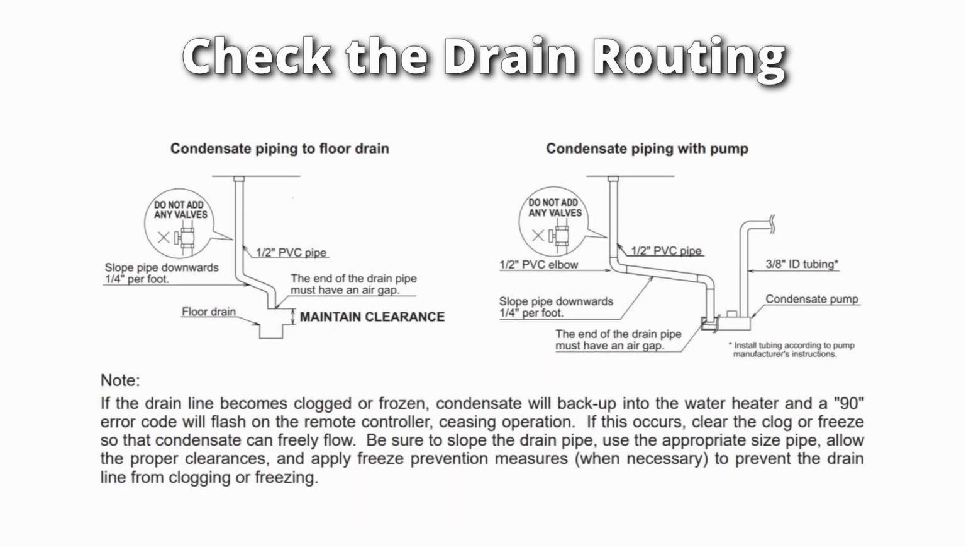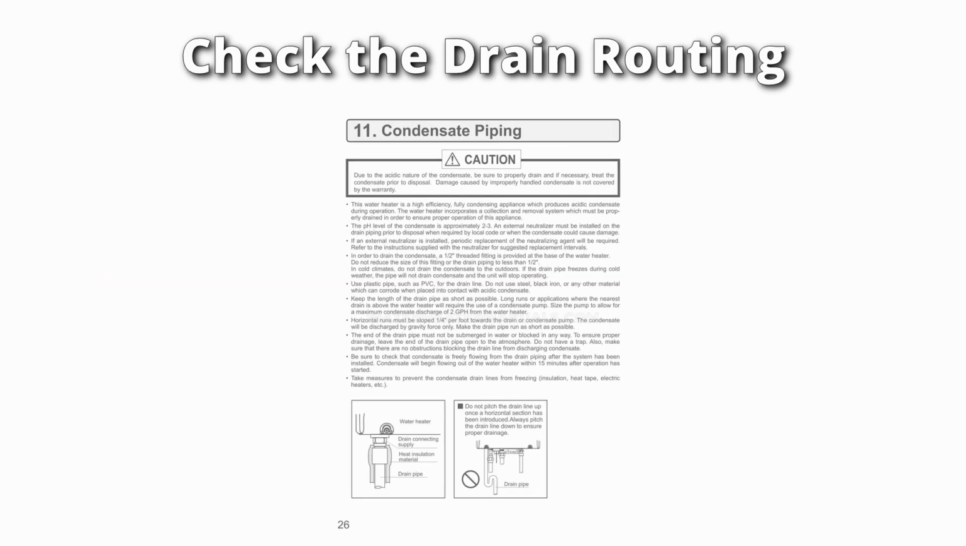Step 5. Check the drain routing. Make sure the condensate pipe is sloping downward toward its final drain point. Noritz says the drain should be as direct as possible and warns against adding additional traps because the unit already has an internal trap.